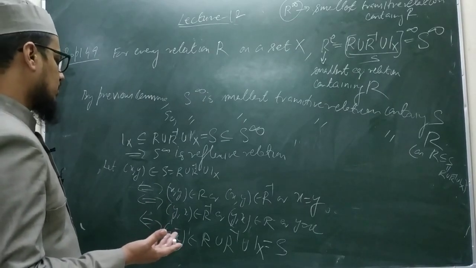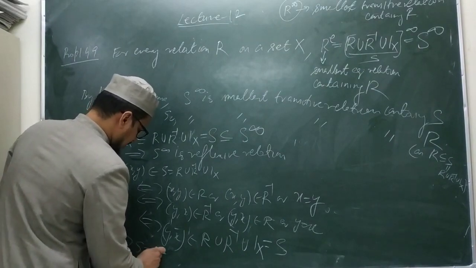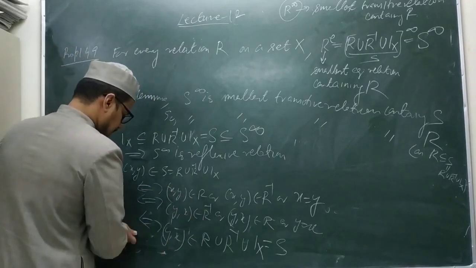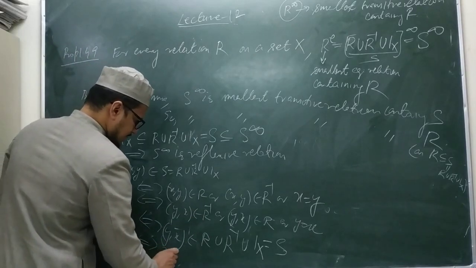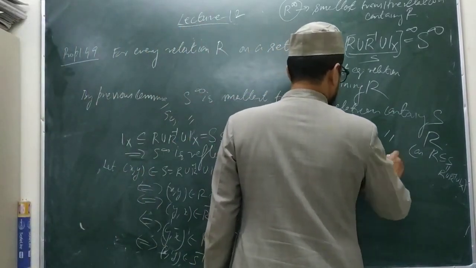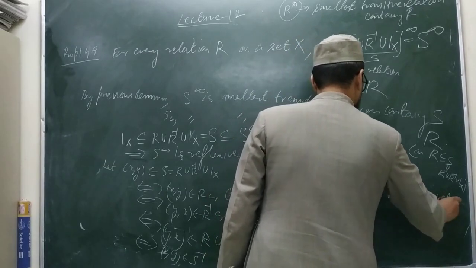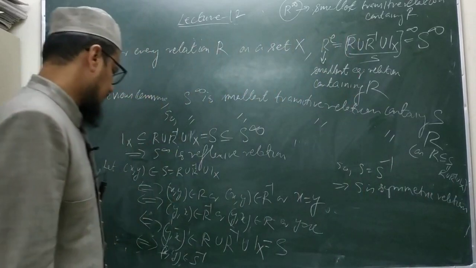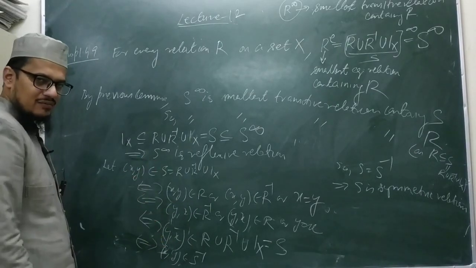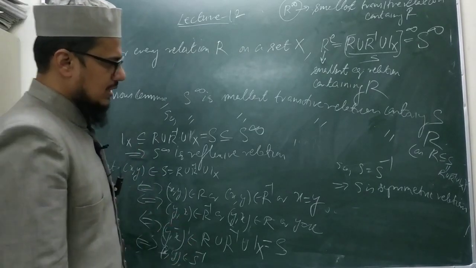Correct? So it means what? So x comma y belonging to S, y comma x belongs to S. It implies that x comma y belongs to S converse. So S is equal to S inverse. So it implies that S is a symmetric relation. Correct? Because y comma x belongs to S, so x comma y belongs to S converse. So we have taken x comma y in S and we have shown that x comma y is in S converse. And also if x comma y is in S converse, then x comma y belongs to S. So S is a symmetric relation.